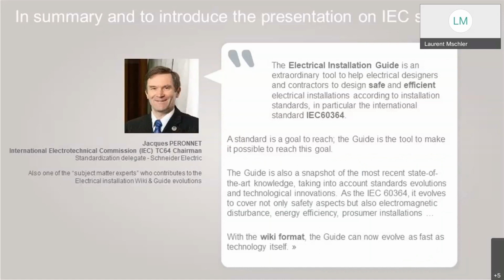So as a synthesis, the IEC 60364 standard, for example, is setting the rules and the goals to reach. And the Electrical Installation Wiki and the guide are there to support and explain that in a more concrete way. It's updated regularly. The wiki is available at any time.